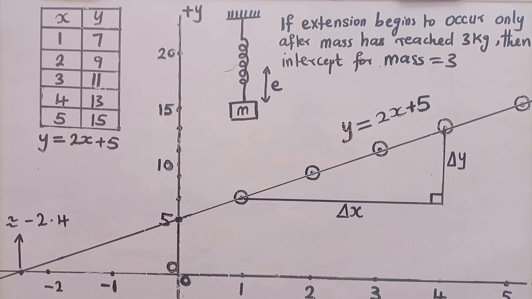What this statement means is that before the x and y began to vary, that is, began to change accordingly with each other, y was leading by 5 units and x was lagging, that is, behind by -2.4 units. That is the implication. Therefore, the y-intercept is 5 and the x-intercept is minus 2.4 approximately.